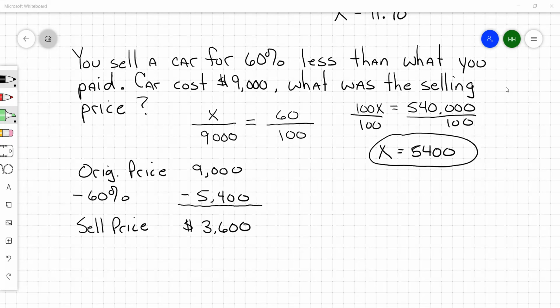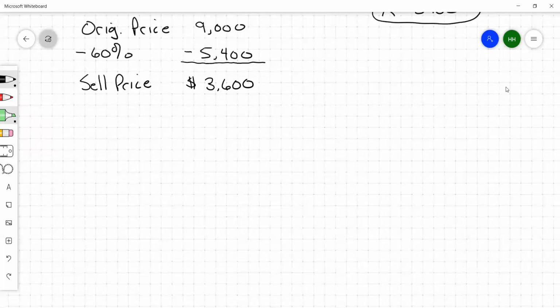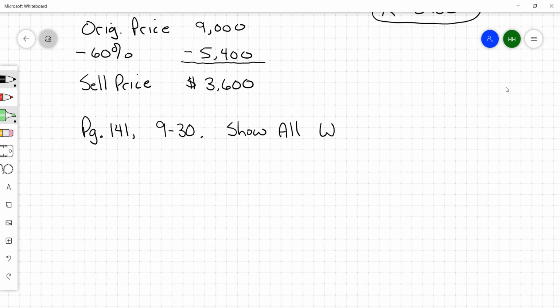All right, so your assignment for today. I didn't talk much, so I'm going to give you a bunch of work, but it's not hard work. It's just work. You're on page 141. This is good practice. You've got problems 9 through 30. You've got to show your work. It's going in the basket when you're done, or it's getting emailed to me.